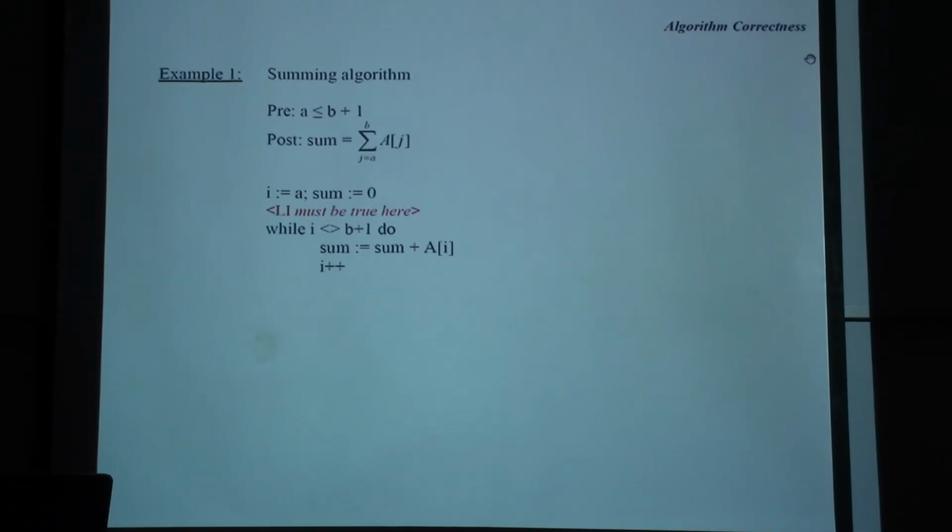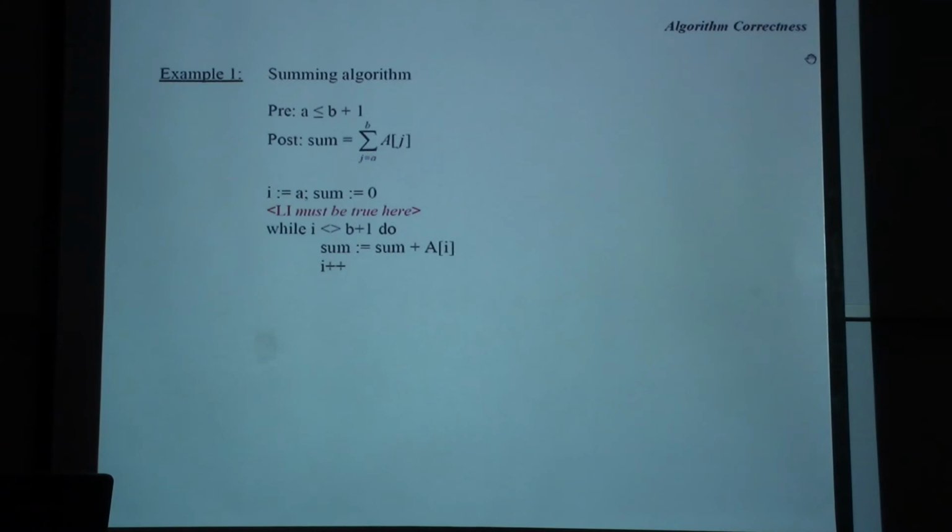Okay, so the postcondition is that sum is a variable that is going to equal the sum of the array elements a_j as j goes from beginning to end. Does that make sense? Keep in mind that if a is equal to b plus 1, then the number of elements in the sum is 0, and the sum is 0.